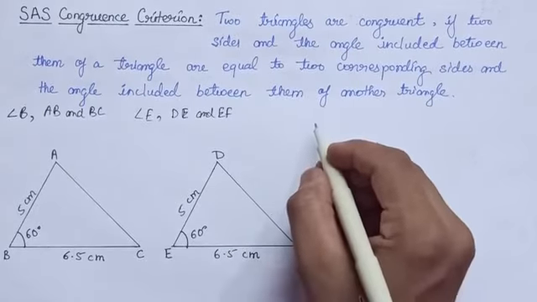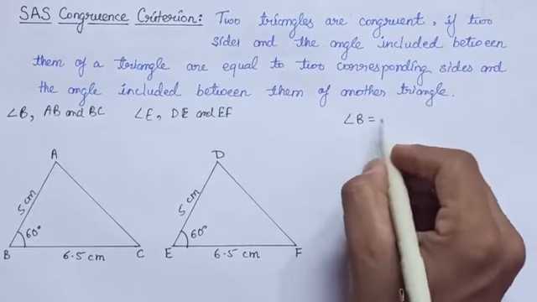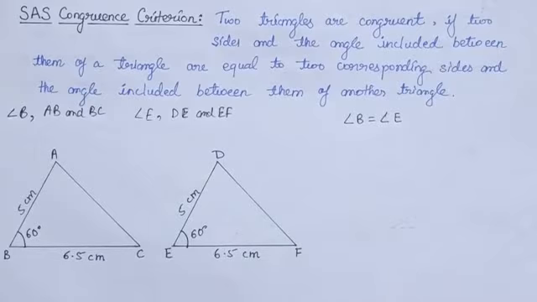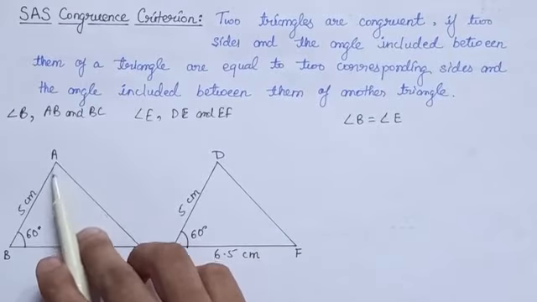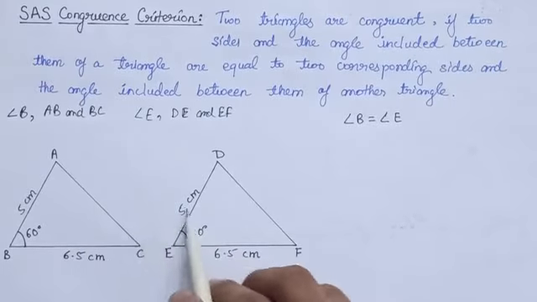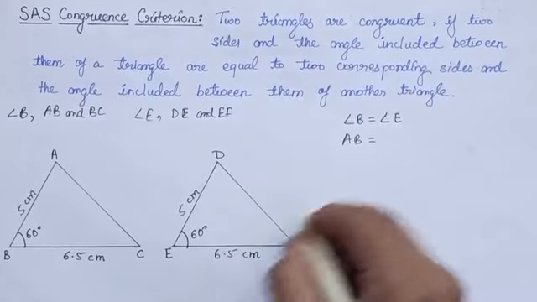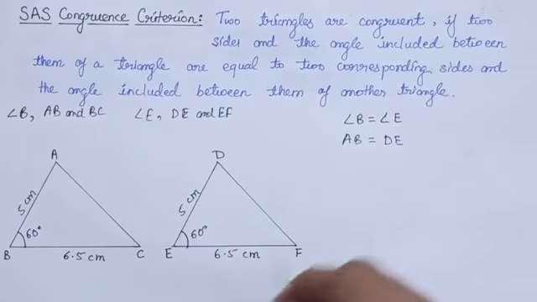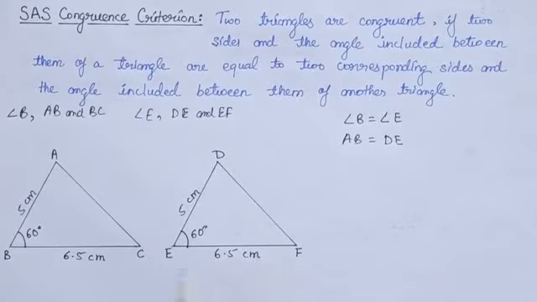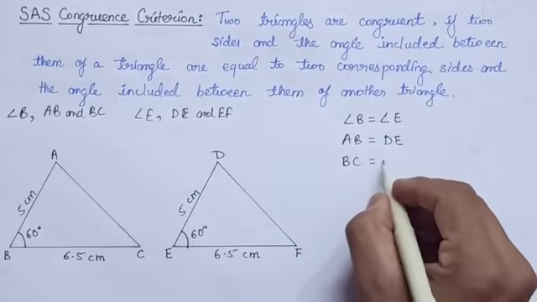So here in these triangles you can see that angle B is equal to angle E because both measure 60 degree. And the side AB is equal to the side DE because both measure 5 centimeter. Hence we can say AB is equal to DE. Again the side BC is equal to the side EF because both measure 6.5 centimeter. Hence we can say BC is equal to EF.